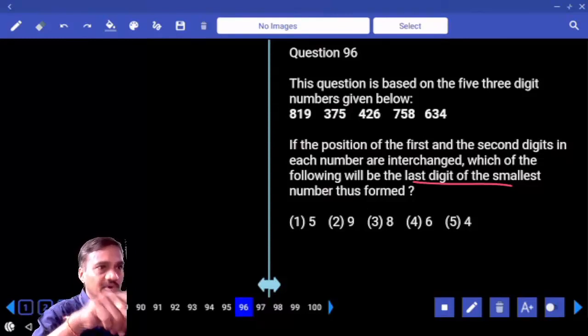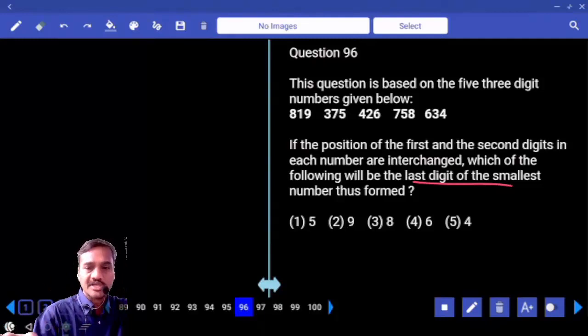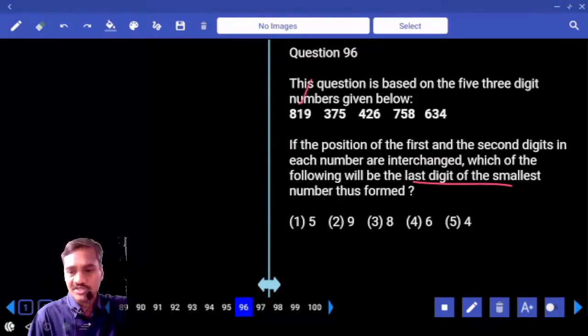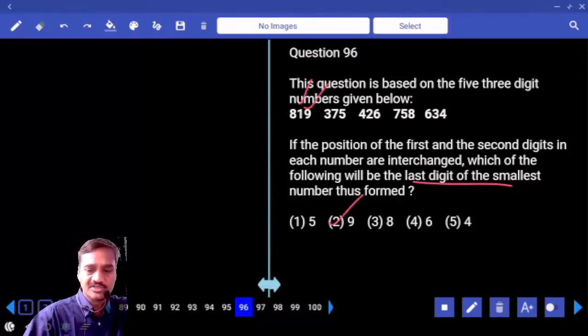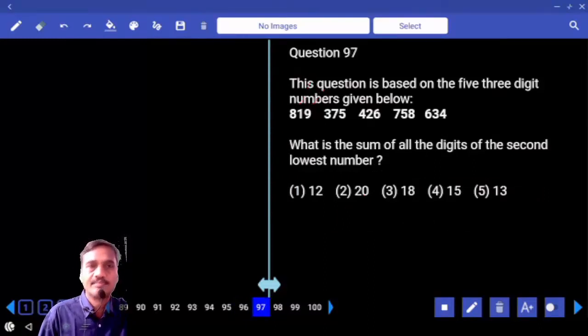Now, which digit is coming to the first place? The second digit. Among the second digits, we need to check which is the lowest. The second digit lowest is the smallest number. Then we get the last digit, I mean the 9. 9 is the answer, choice 2. Then 97.